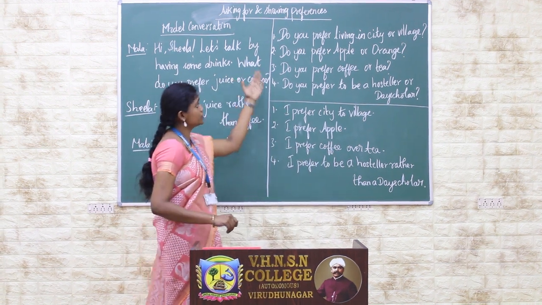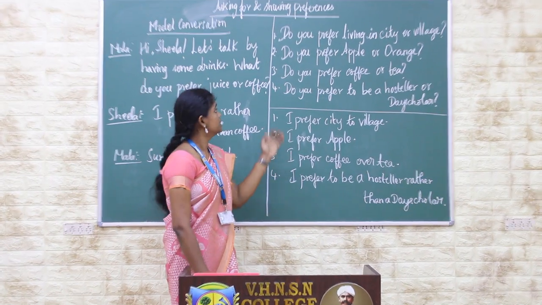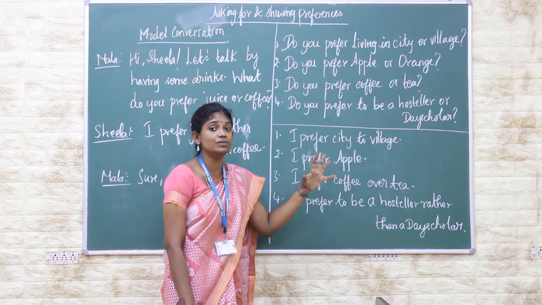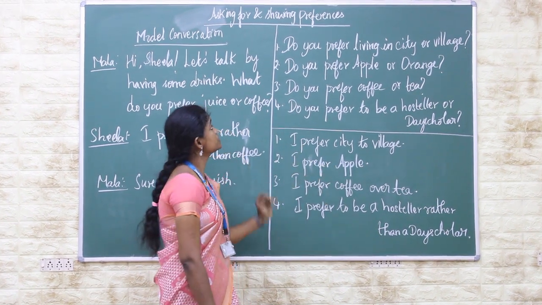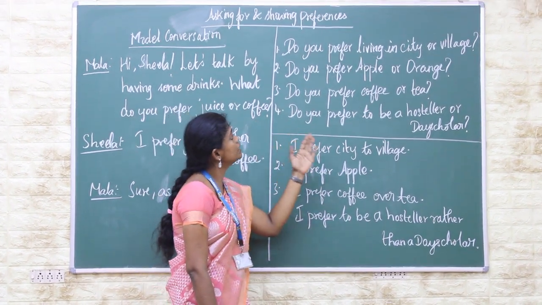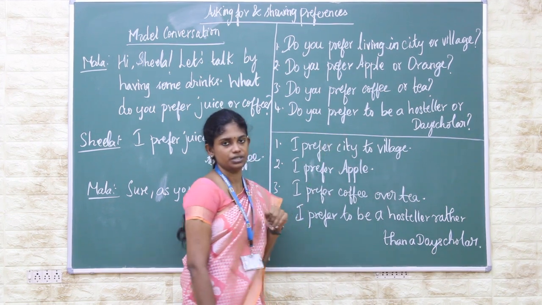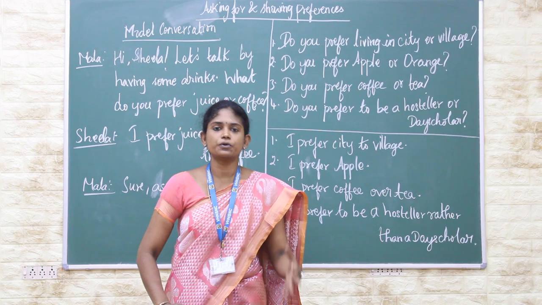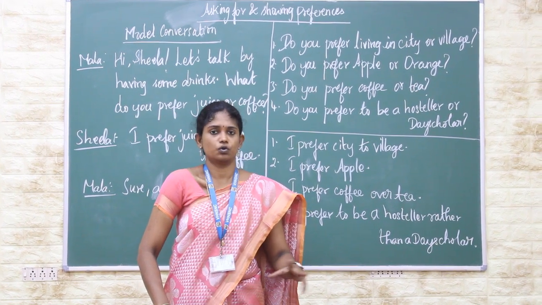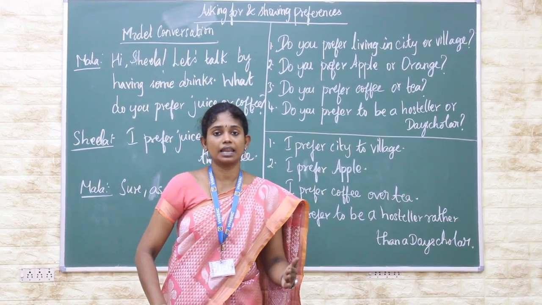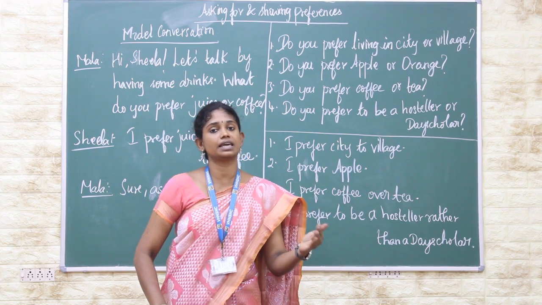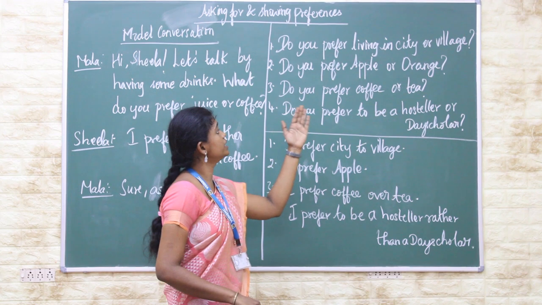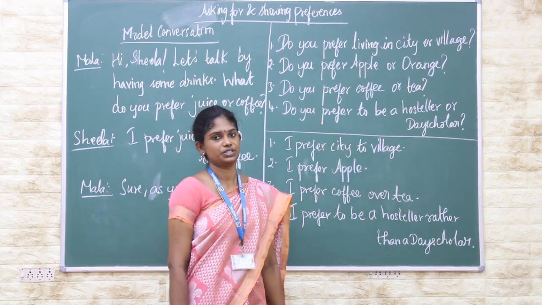First I have given you some model questions here, so kindly look into them. Just look into the first question. First I am going to deal with asking preferences. The first one: do you prefer living in city or village? A person is asking the other person standing in front, so where do you prefer to live? Most people will have a liking to live in city and some will have a liking to live in village. So what's your preference? Do you prefer living in city or village?